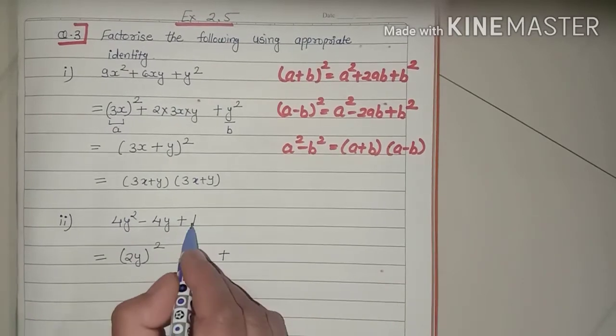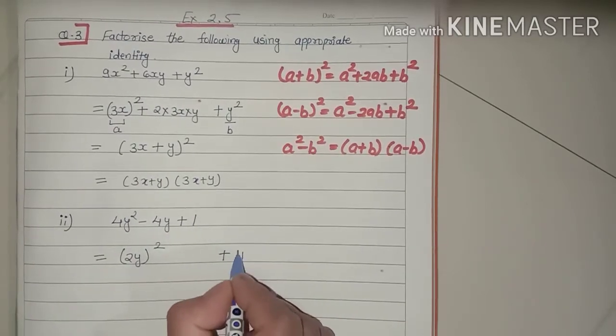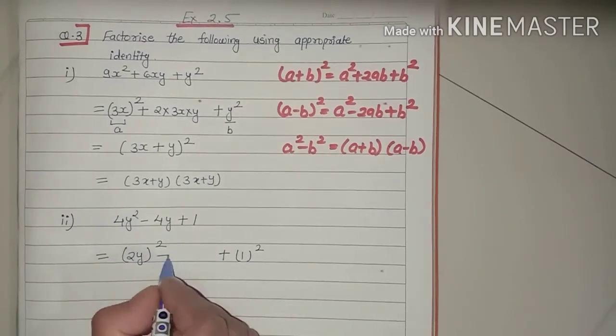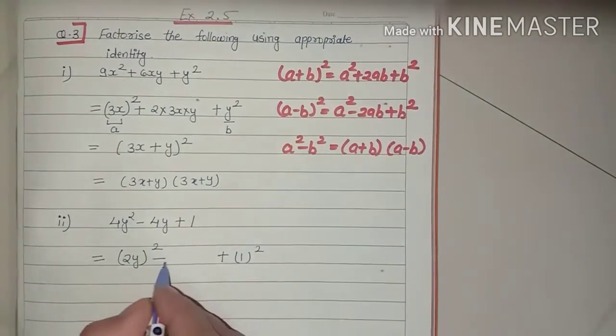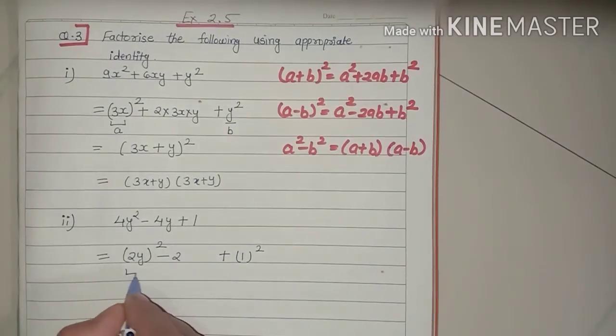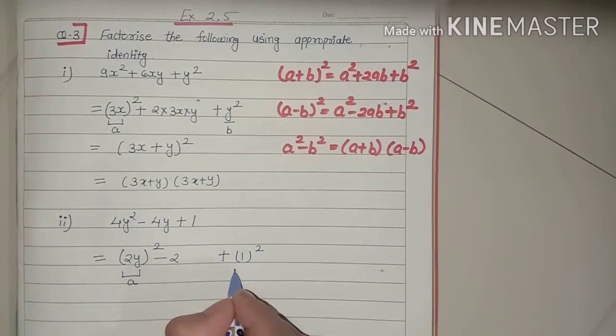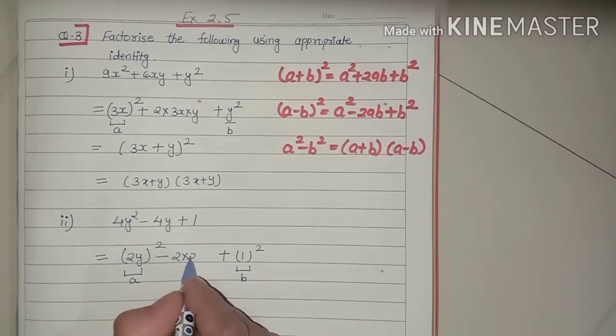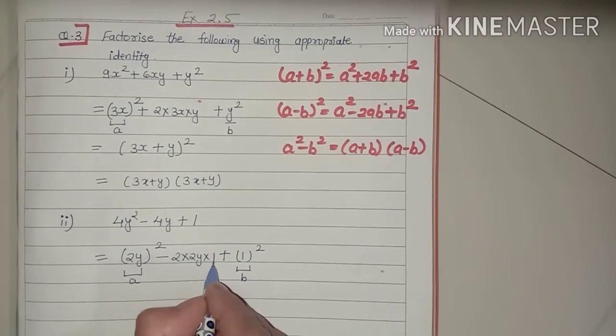And how can you break this 1? We can write this as 1 square. We will get again 1 into 1, 1. The middle term is in the form of 2ab. The value of a is here 2y and the value of b is here 1. So 2 into a, which means 2y, into b, which means 1.